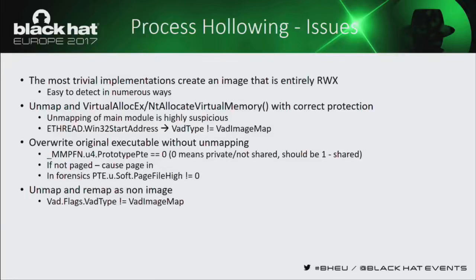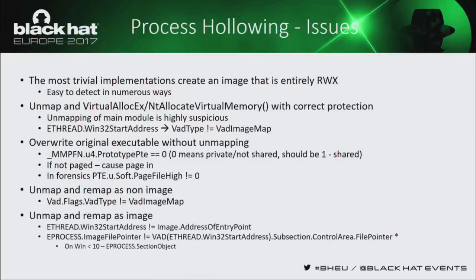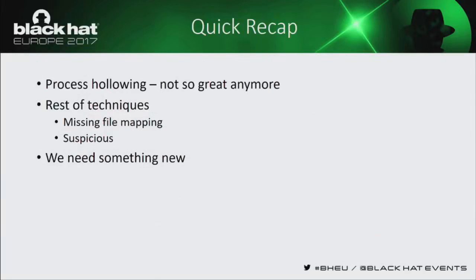The attacker can get more creative and try to unmap and remap the image. But again, if it's not an executable, then the virtual address descriptor is not going to match. And the best way to make it look as genuine as possible is by unmapping and remapping another file as an actual image, in which case, first of all, the start address of the thread is not going to match the address of entry point of the image that's actually loaded, and also the file object that is associated with the process is going to be different from the file object that the virtual address descriptor is pointing to. So process hollowing, not so great anymore given what we just saw.